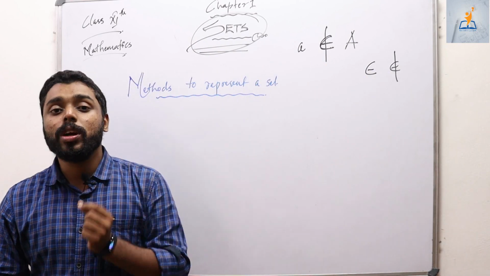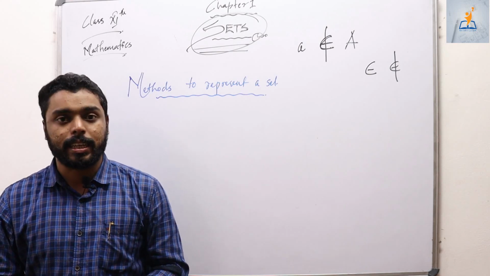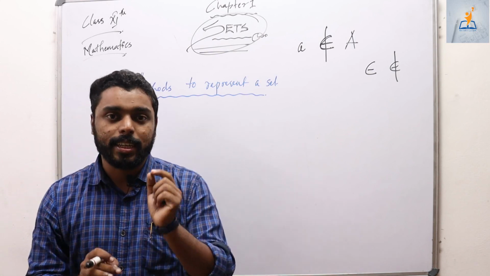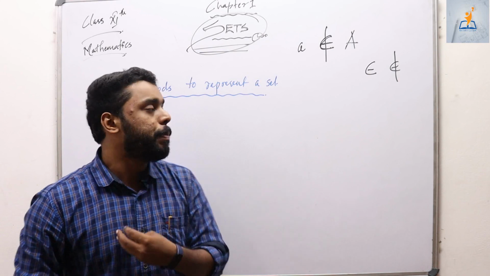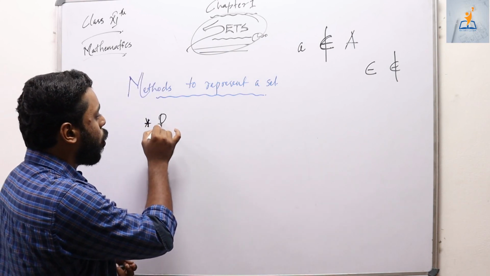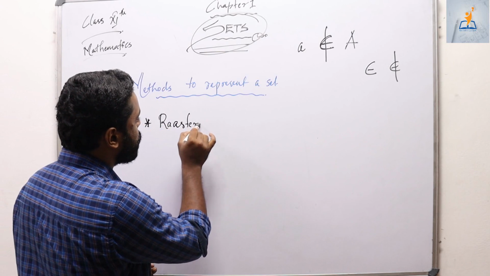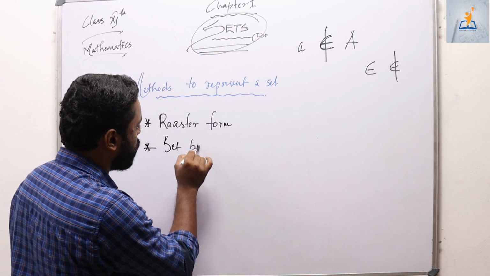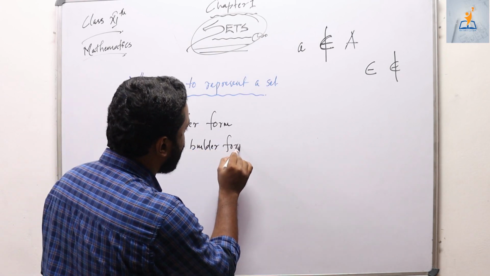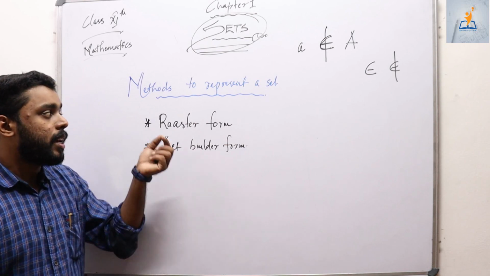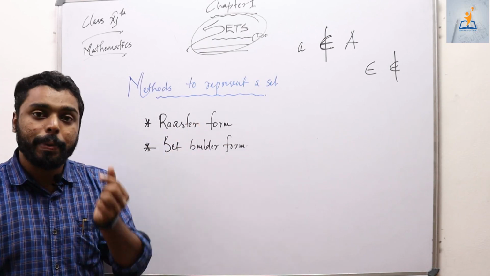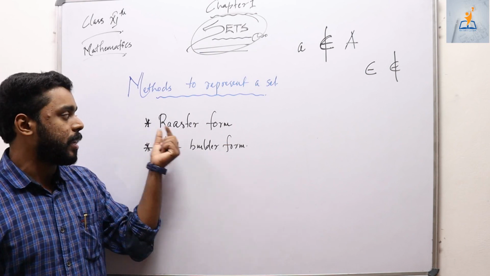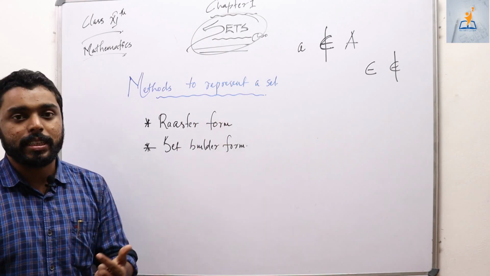Now, there are two important methods to represent a set. Suppose that we have a huge collection of sets, so we have a method to represent a set. The two methods can be named as, the first one is called roster form, and the second method is called set builder form. So we shall examine each separately. See, roster form and set builder form are basically two methods to represent any set. So now we shall examine each method separately.